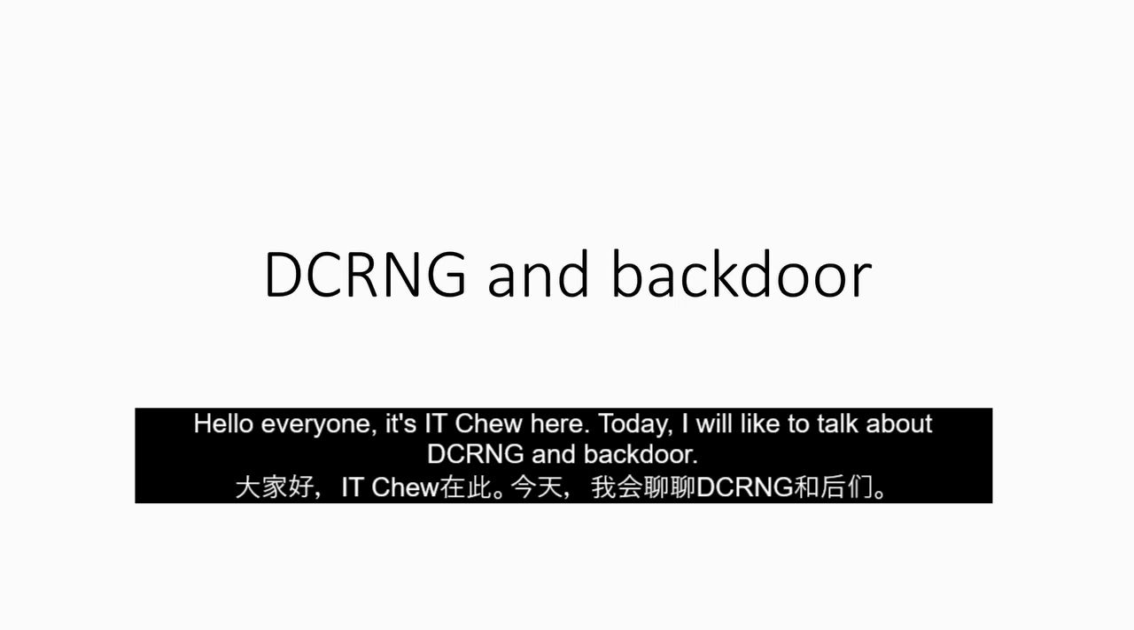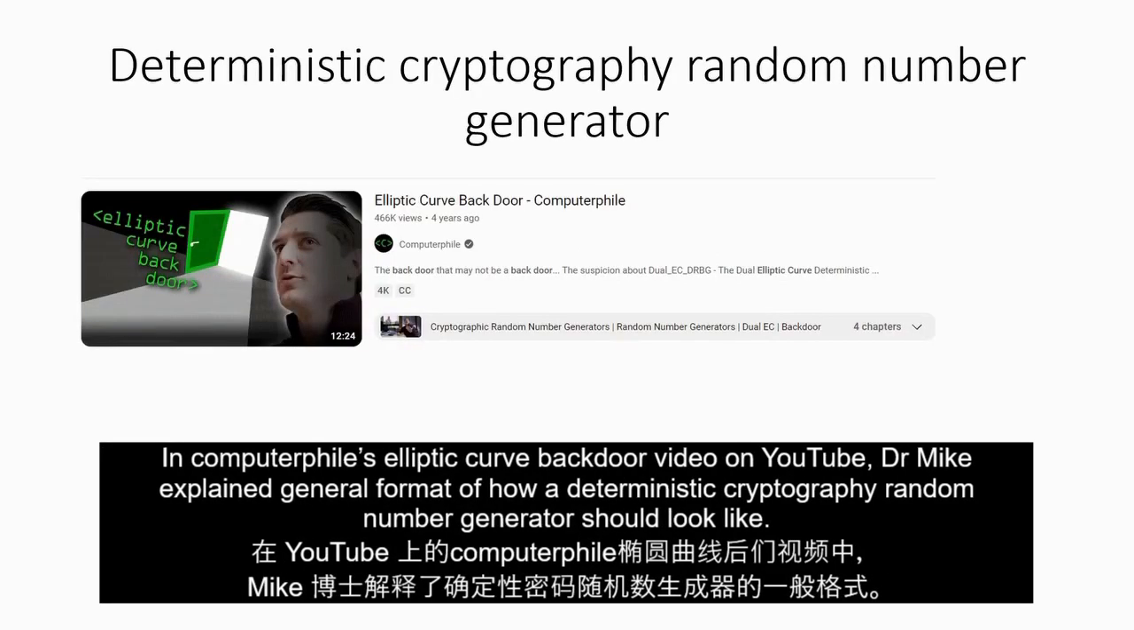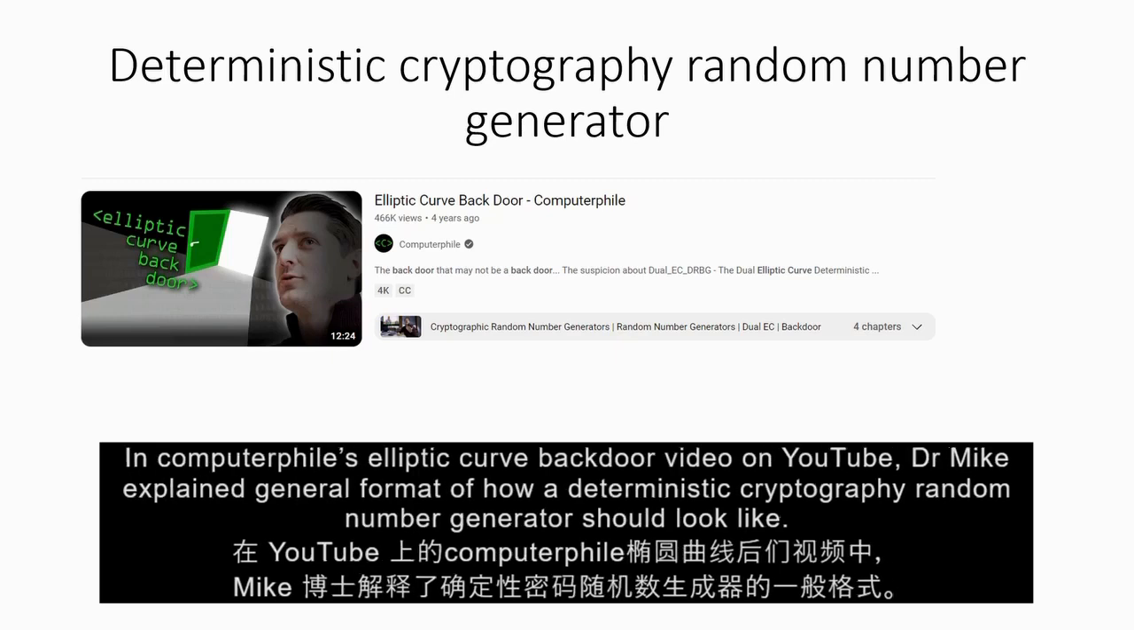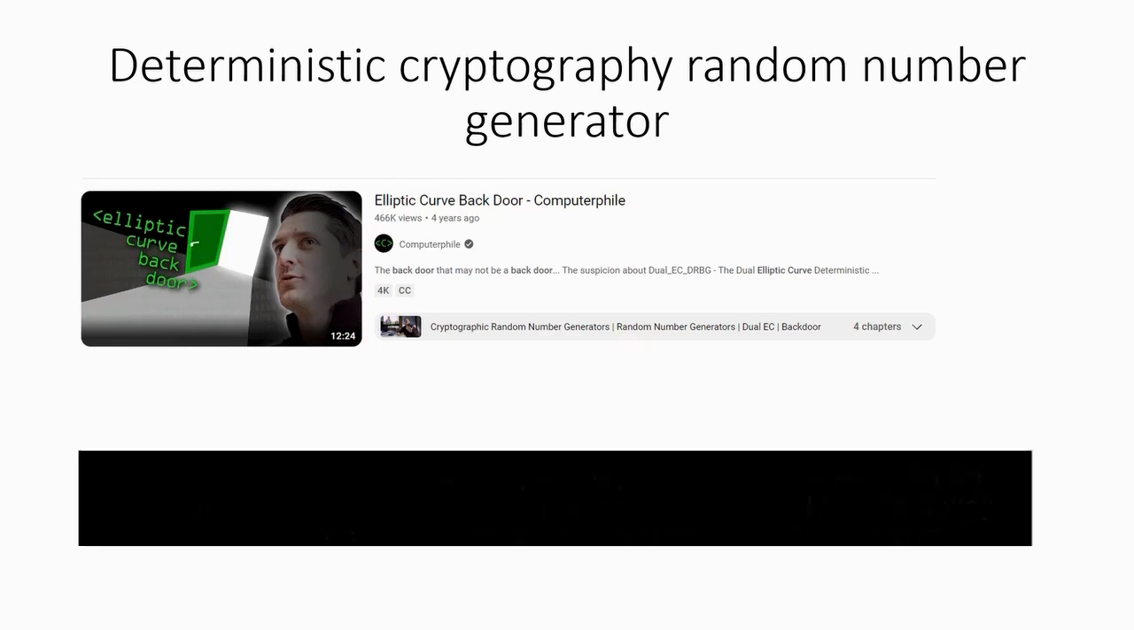Today, I would like to talk about DCRNG and backdoors. In the Computerphile video on the elliptic curve backdoor on YouTube, Dr. Mike explained the general format of how a deterministic cryptographic random number generator should look. However, I find that the CRNG diagram drawn by him may not be used in an actual DCRNG. I will try to explain why I feel that way.